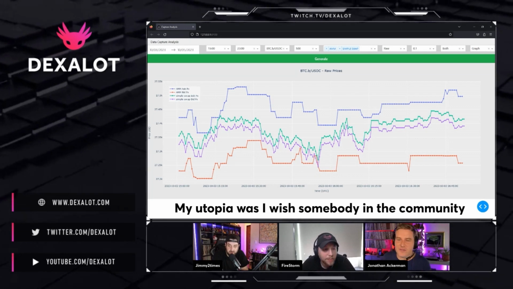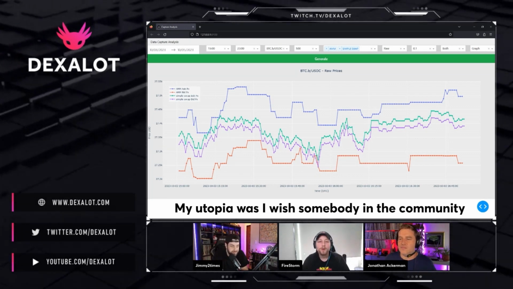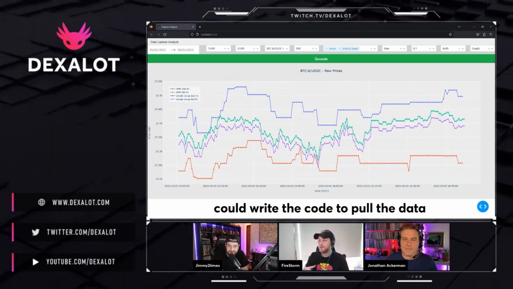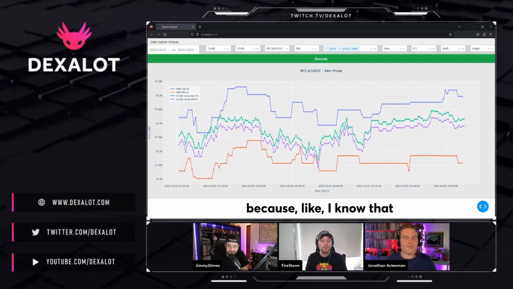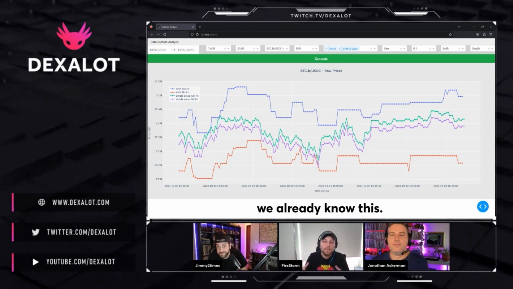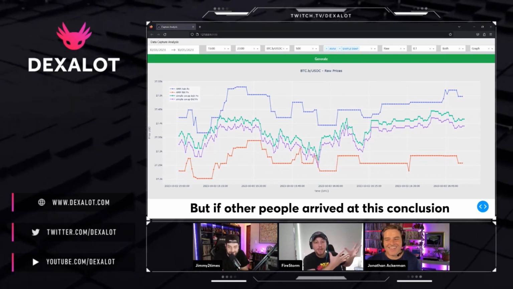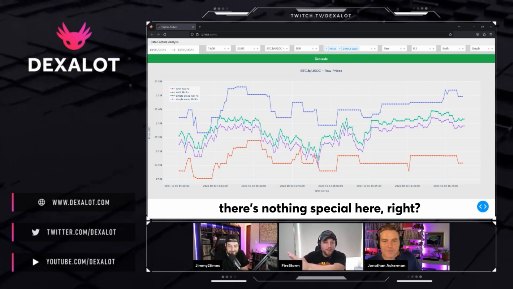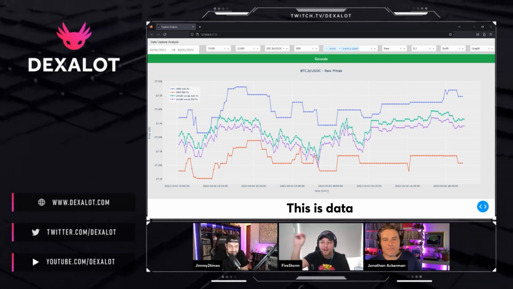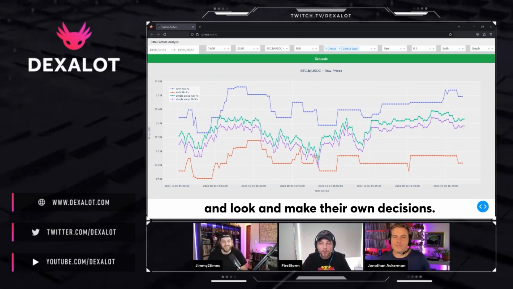My utopia was I wish somebody in the community could write the code to pull the data and actually figure this out themselves. Because I know that we already know this. This is the reason why we built it. But if other people arrived at this conclusion just by looking at public blockchain data, there's nothing special here, right? This is data that is available for anybody to capture and make their own decisions.